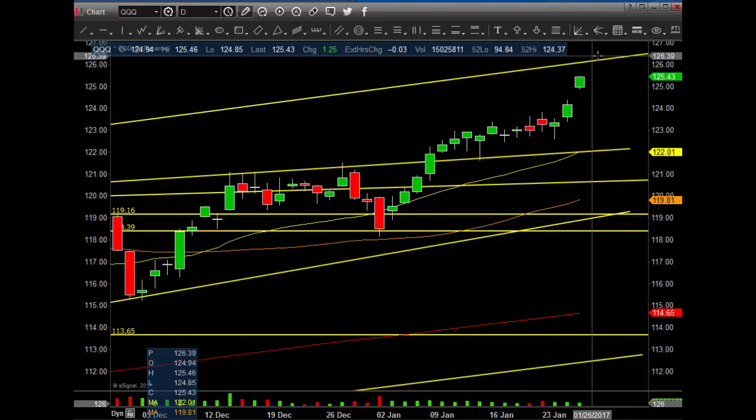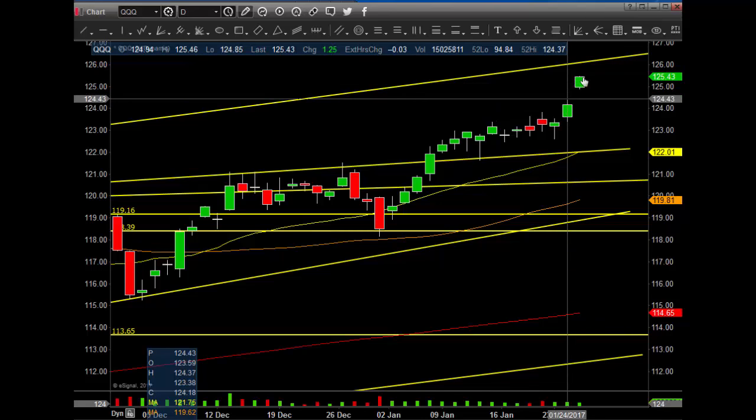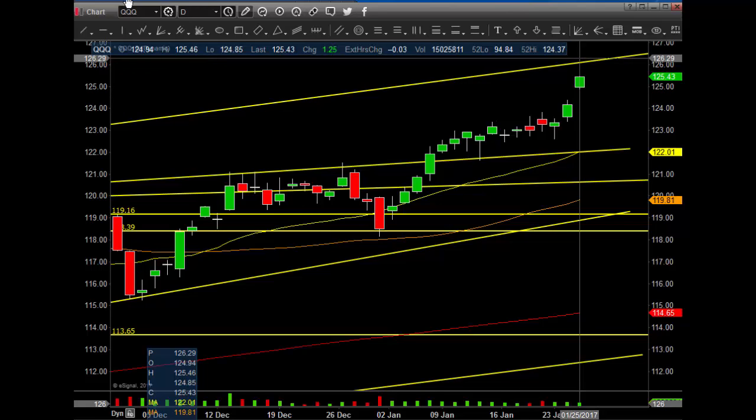If it does, 130 if it gets above this area. But right now, let's see what happens. See this gap? That was a nice gap. See another one like that? It'll close right above it, guys. It'll be just like magic.